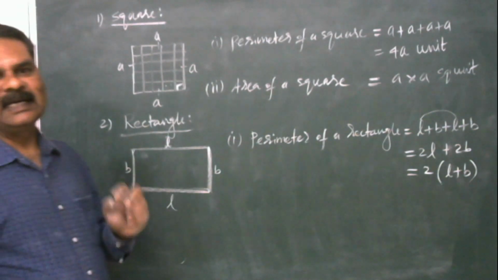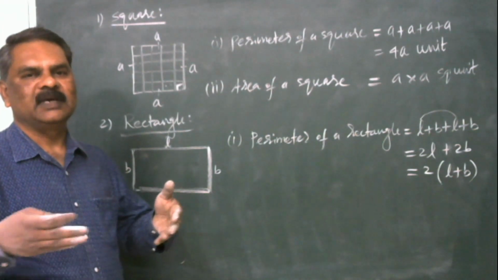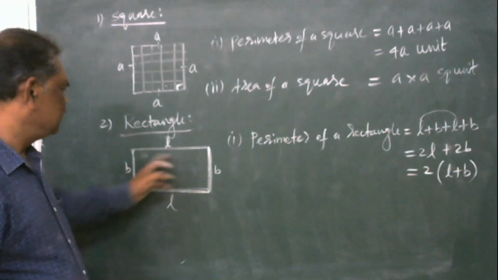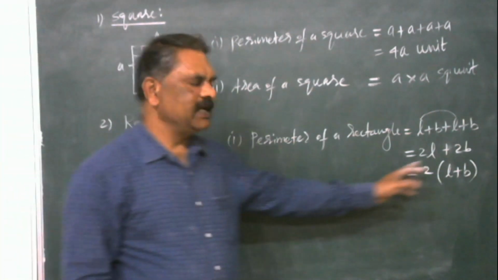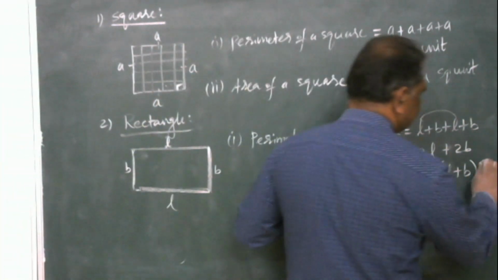Okay, just add length and breadth. One time, double it, because 2 lengths and 2 breadths will be there. So the perimeter is 2 into (L plus B) units. Just units.